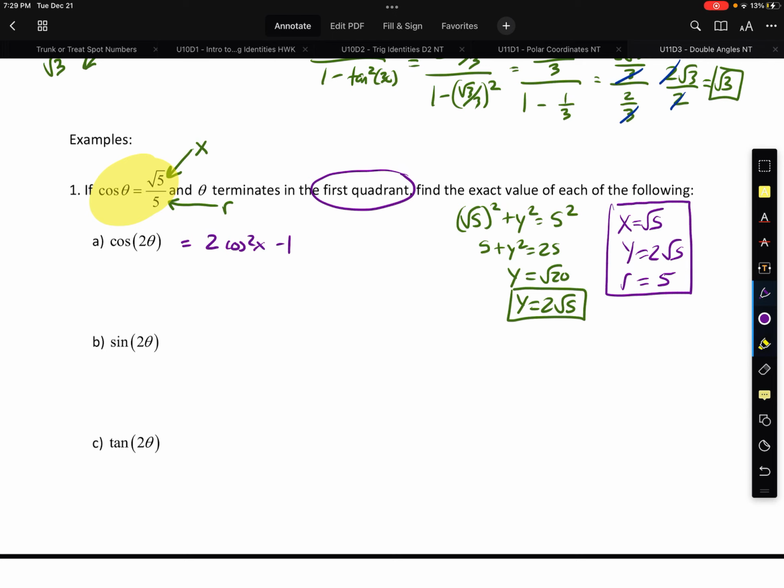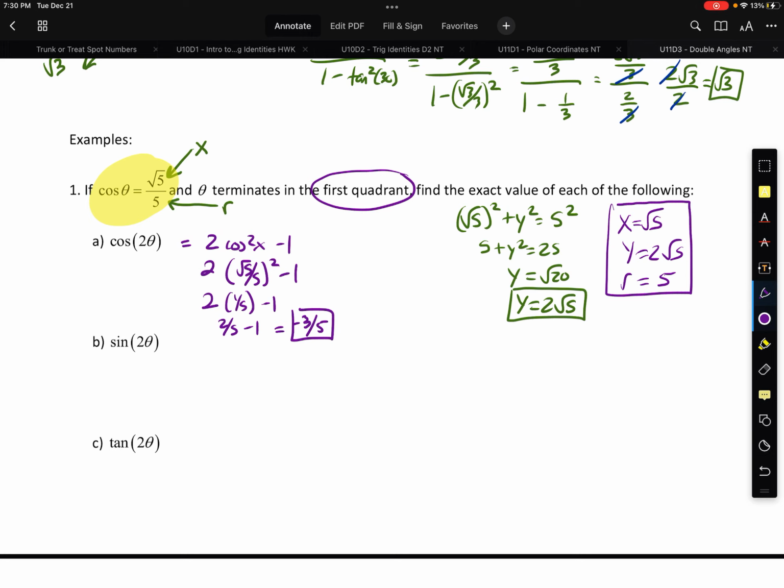If I use the y, if I mess up the y, then I'm going to mess up my answer here. So if I go with this, I'd have 2 times rad 5 over 5 squared minus 1. 2 times 5 over 25, which is 1/5, minus 1. 2/5 minus 1 is negative 3 over 5. Right, cos of 2 theta, negative 3 over 5.